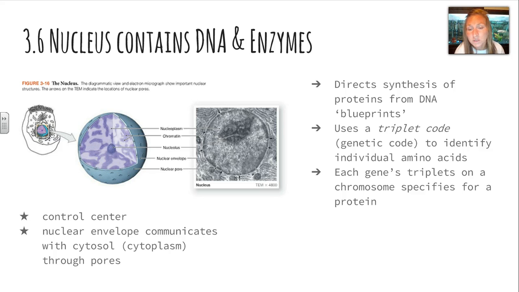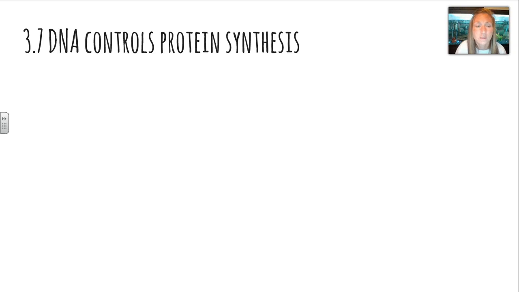When those proteins are made, we're using a triplet code. You might have heard of them referred to as a codon, and that overall is called the genetic code to identify individual amino acids. And we're going to talk about that more in a second. But each gene's triplets on a chromosome will specify for a particular protein. Let's talk about this protein synthesis a little more.